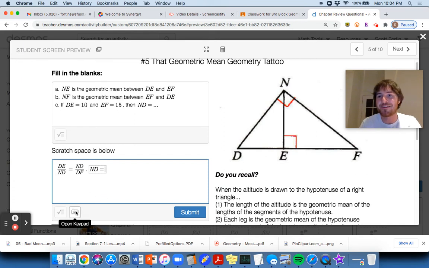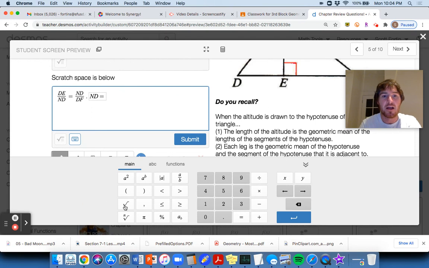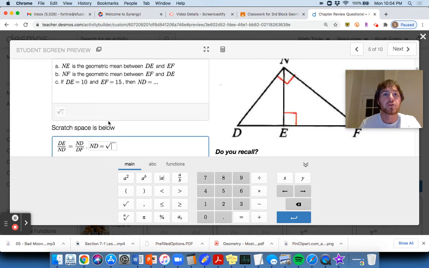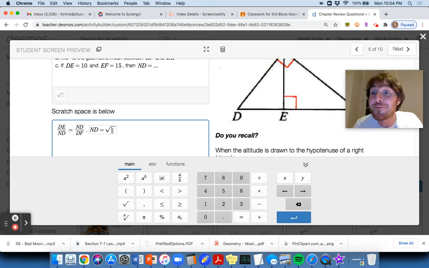Okay, open keypad, that's how we get a square root symbol here. Hit that button. We do square root symbol, and we're going to do 10 times 25. Okay, 10 times 25, and that's 250. Okay, so square root of 250, can you actually reduce that? You can. Okay, and then you're going to get this, because 25, right?